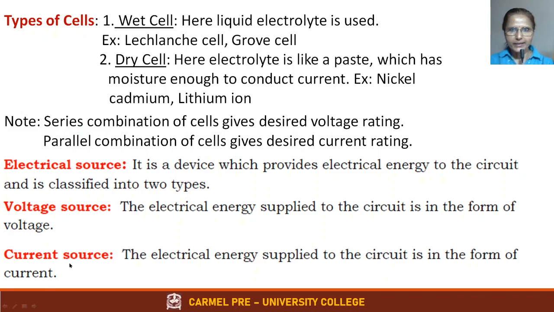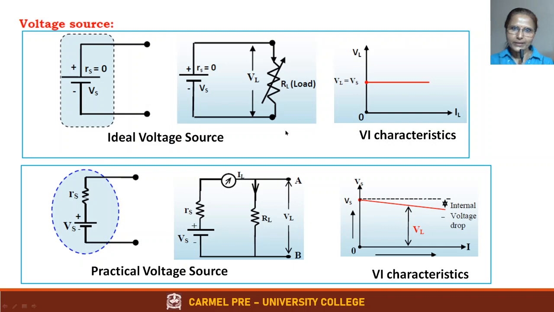And similarly, current source. So this is how it looks. Voltage source is represented as a cell, single cell only. And if it is an ideal voltage source, it does not have internal resistance. Only voltage it will give at the output. So when you connect the load, entire voltage will appear at the load.